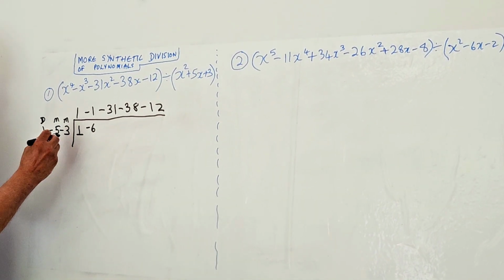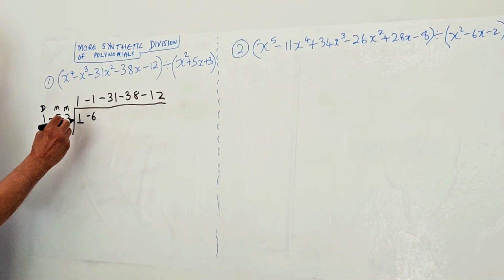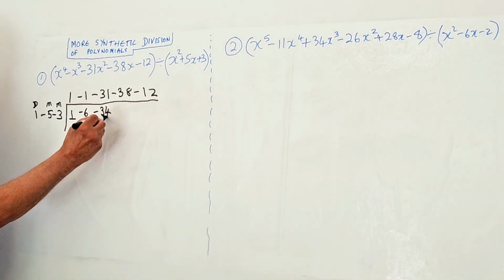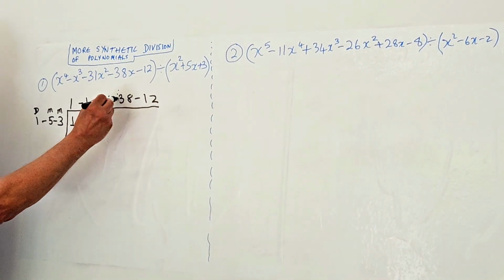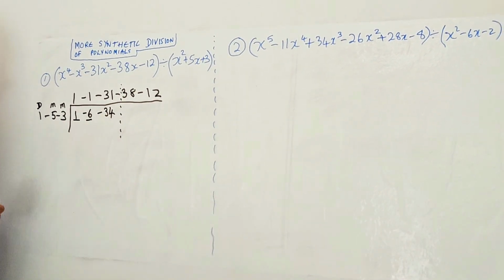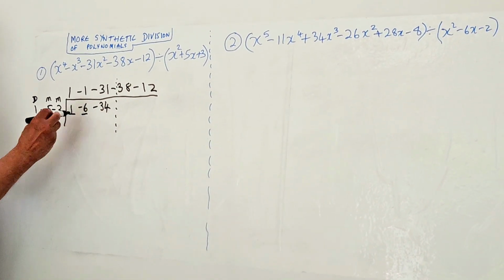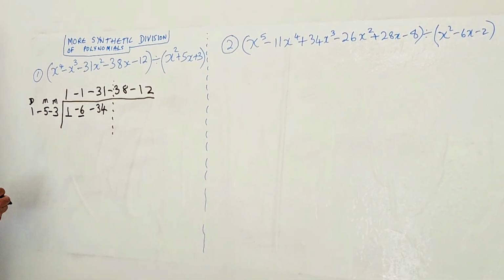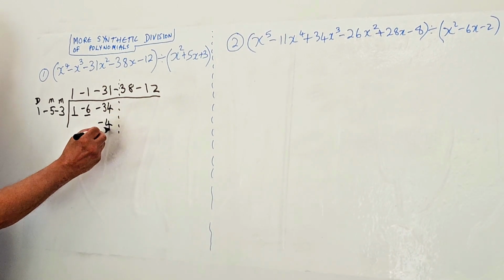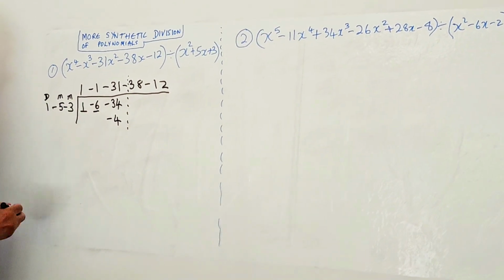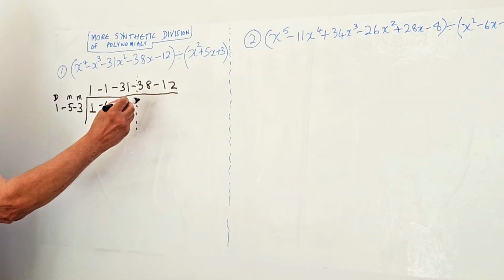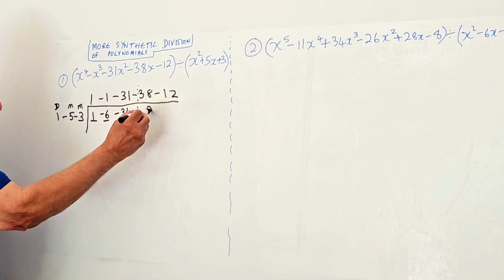And then minus 3 times 1 is minus 3. That becomes minus 34. Right. We now turn to this one here. Minus 6 times minus 5 is plus 30. Added on to that is minus 4. And minus 6 times minus 3 is plus 18. Added on to minus 38, that will give us minus 20.